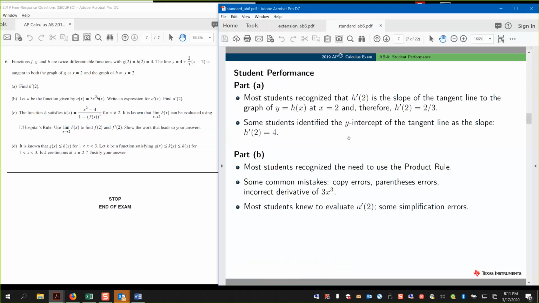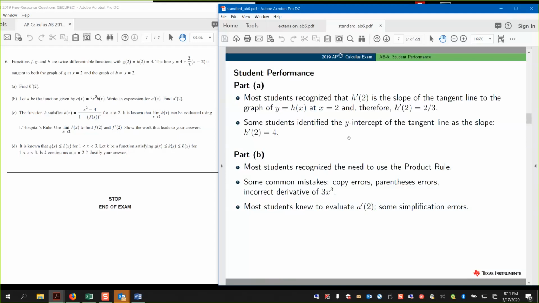Now, before I actually get to dissecting the scoring guidelines, I want to give you a couple of general comments about student performance on this question. So I still have access to all of the question leader reports, and so I've tried to summarize this and give you a little bit more background here about what students did right and what they did wrong.